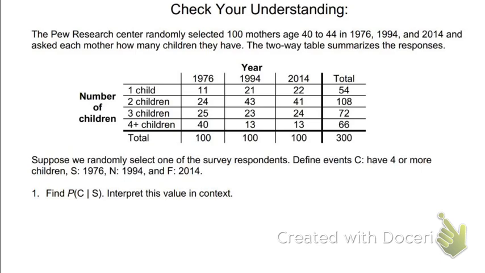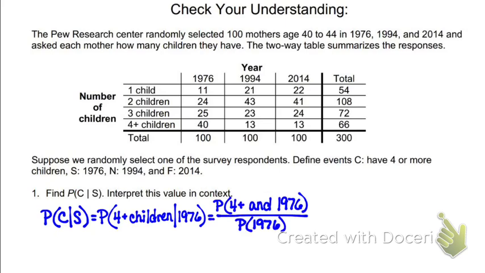So what is the probability of C given S? First of all, what does C mean? 4 or more children. What does S mean? They talked to them in 1976. So the probability of C given S, where's the only place on this table I'm looking? Every number I need is coming out of this column right here for 1976. So what is the probability of 4 or more children if we know this mother was surveyed in 1976? 40%, 40 out of 100.